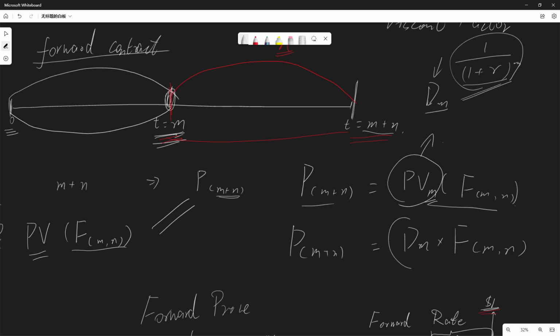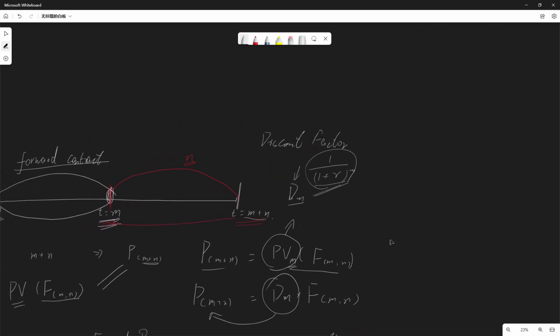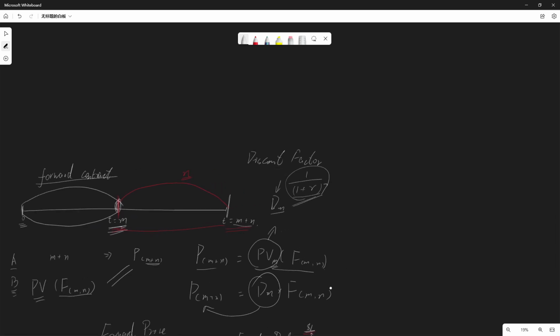And you can divide both sides of this formula, and let me give you guys a little bit more space here. Let me write it here. So you use the price of m plus n, you divide it by the discount factor m, which equals F, the forward price of m and n. Essentially, this formula is the forward pricing model.